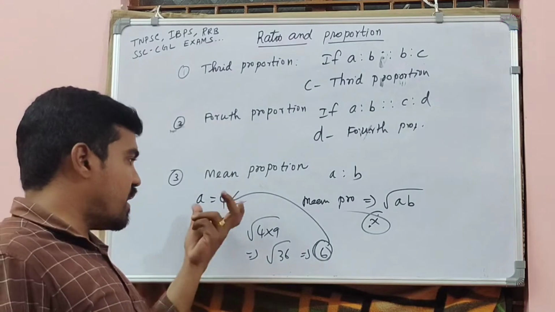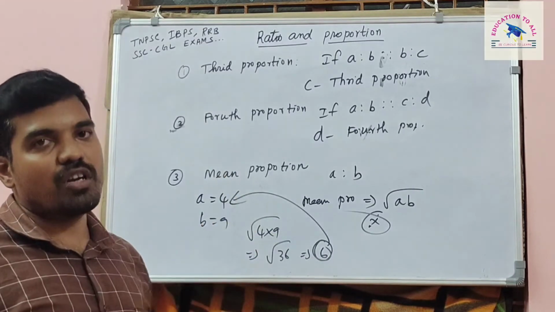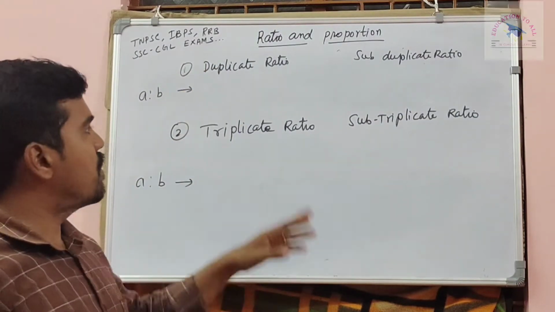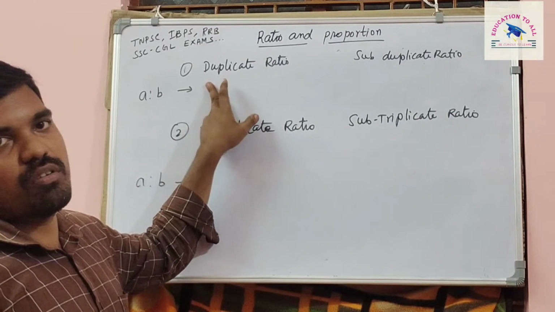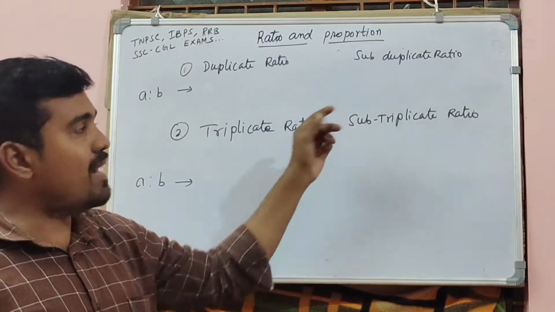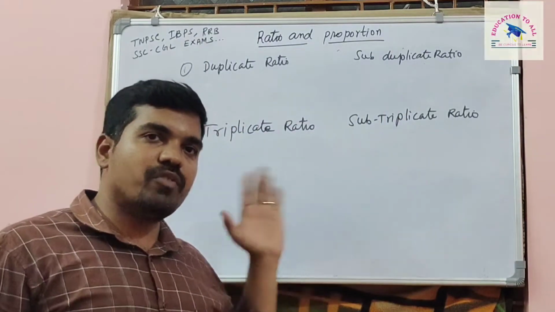Okay. So this is, for example, I have taken this. So this is called 6 is the mean proportion of 4 and 9. So next, some types of ratios. First, duplicate ratio and subduplicate ratio. What is the meaning of this? And next, triplicate ratio, subtriplicate ratio. What is the meaning of this?